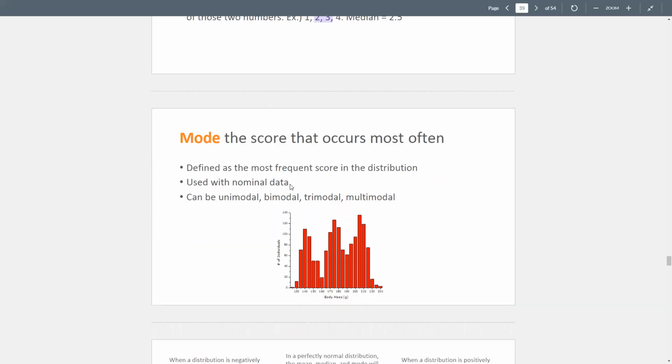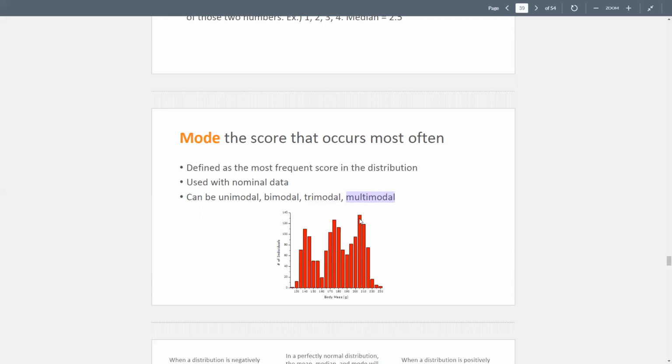The mode is most appropriate when you have nominal data. So if we have categorical data or discrete data, we would use the mode as the measure of central tendency. It's basically defined as the most frequent score in a distribution. We sometimes talk about the distribution being unimodal, so it only has one mode. Bimodal, it has two modes. Trimodal, it has three modes, or multimodal, where it has more than three modes.